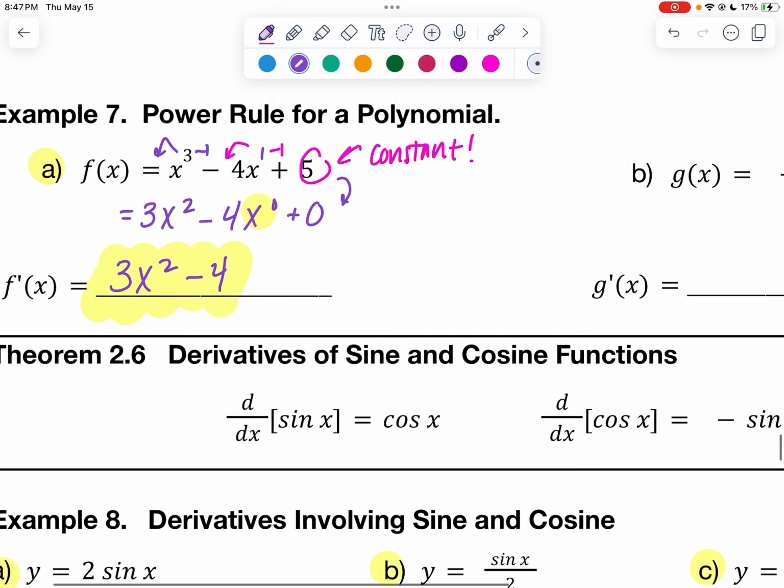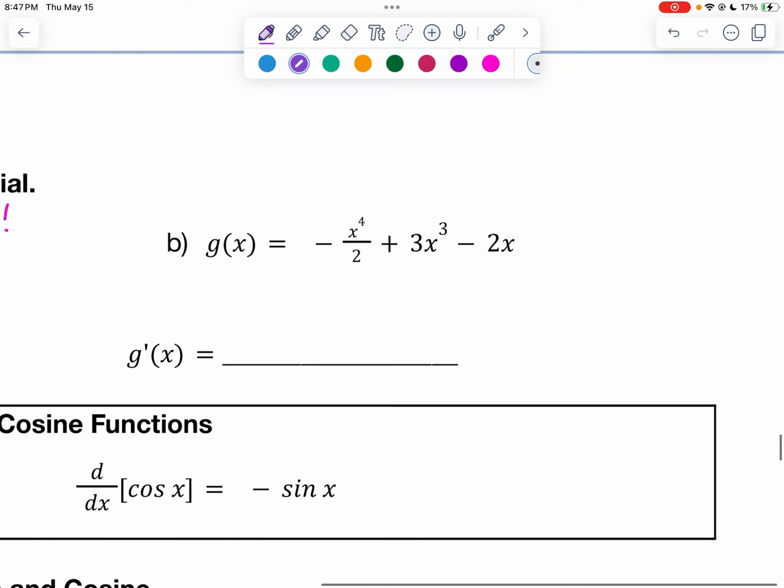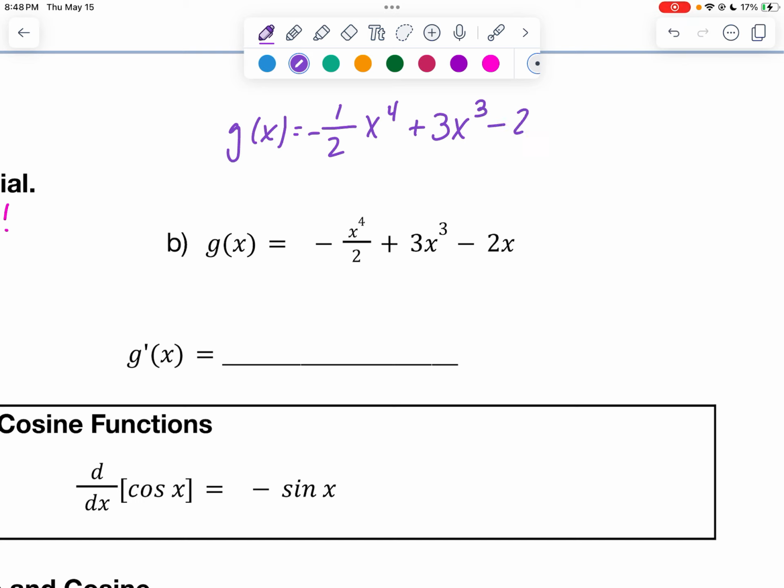Okay, I guess we could do part B. I would rewrite part B. We could do it over here. This is really -1/2 x to the 4th plus 3x cubed minus 2x. Same exact thing. I'm going to bring these guys to the front and subtract on out.